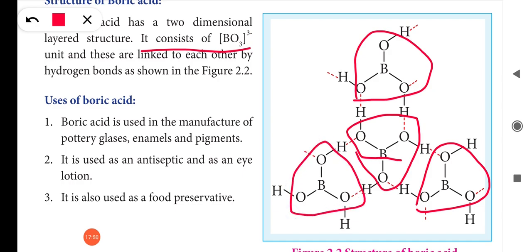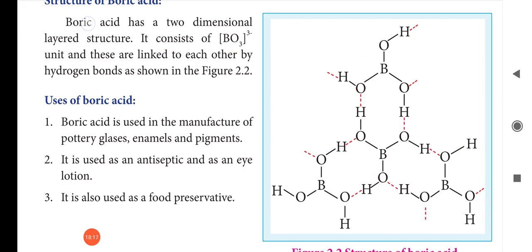So all these BO3 units are linked by hydrogen. The BO3 above this, what will it do? It will link through this hydrogen. So all BO3 3- units are linked by hydrogen bonds as shown in figure 2.2. This is the structure of boric acid.